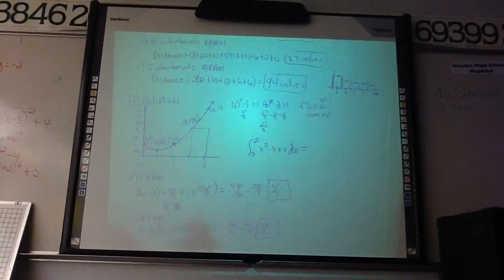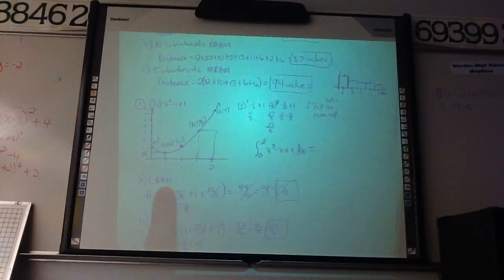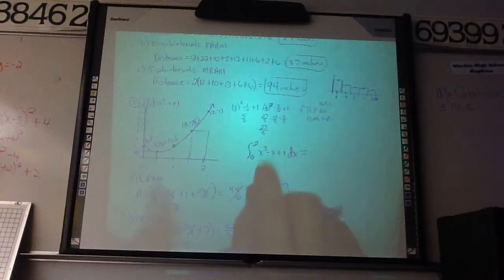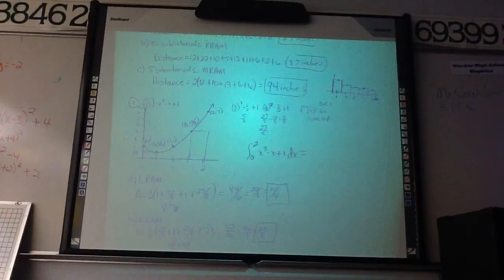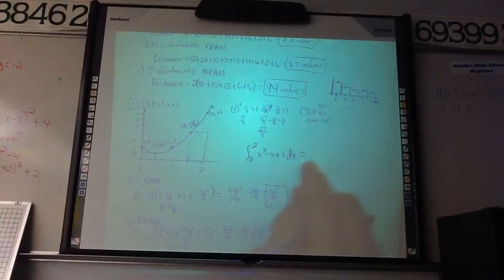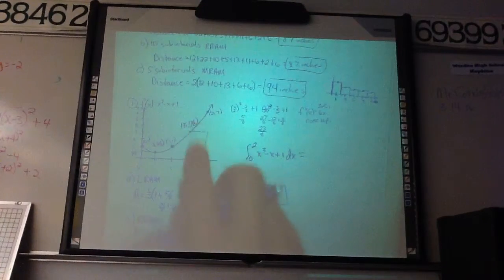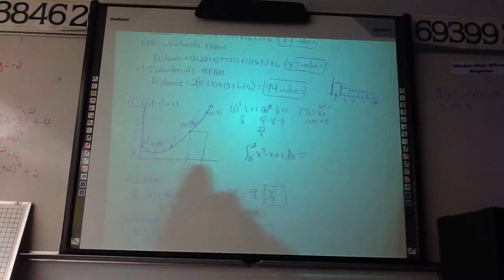Which these are just approximations. Remember that's what that stands for? Rectangular approximation method. If you actually do the method of an integral, which hopefully we'll get to by the end of class, you're going to get the exact answer. You're going to get some answer, and that answer will represent the area under the curve from 0 to 2.